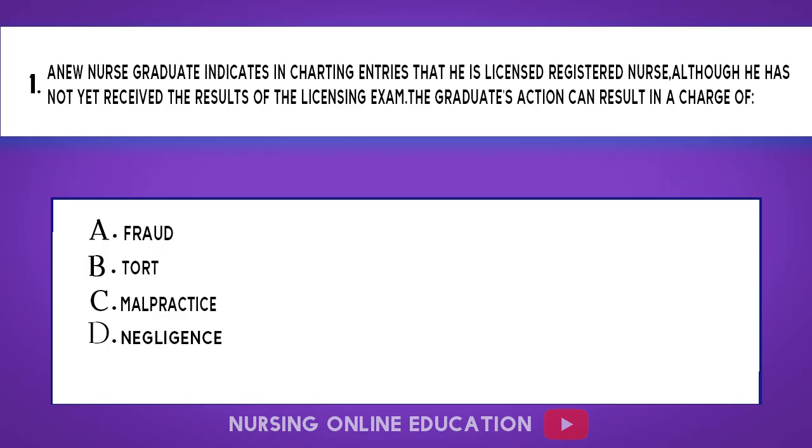1. A new nurse graduate indicates in charting entries that he is a licensed registered nurse, although he has not yet received the results of the licensing exam. The graduate's action can result in a charge of: A. Fraud, B. Tort, C. Malpractice, D. Negligence. The answer is option A.